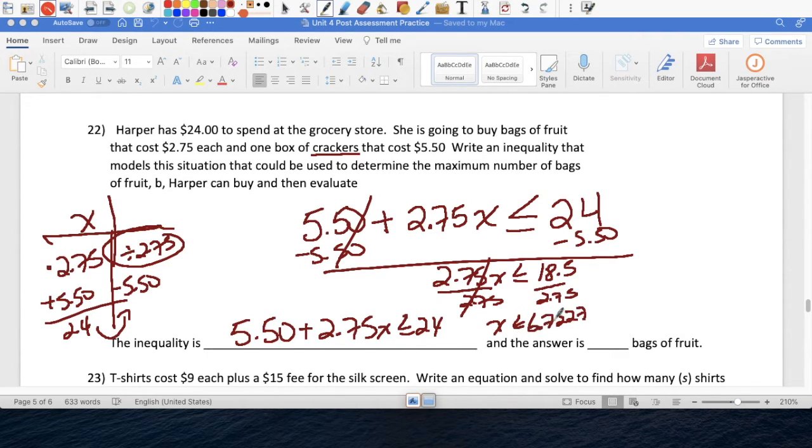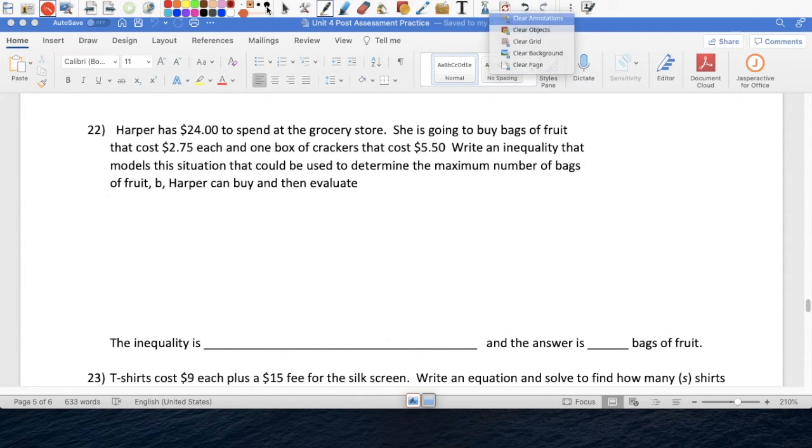So how many bags of fruits can he buy? Can he buy 7? No, but can he buy 6? Yes. That's what I want you to write there.